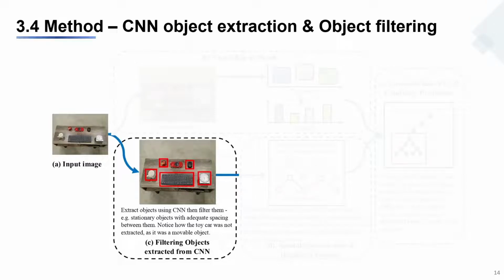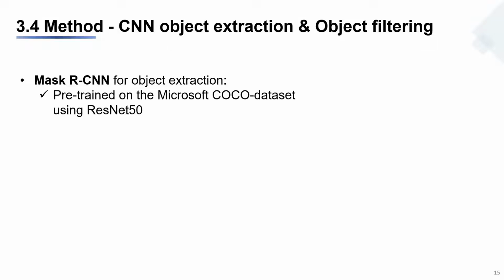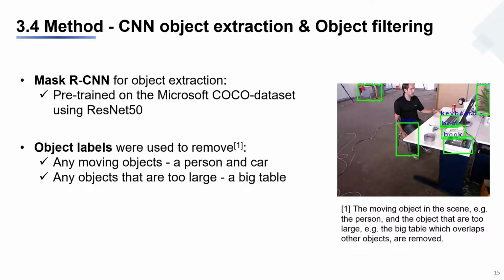The second module is CNN extraction and object filtering from the input image. For extracting objects from a scene, we have used Mask R-CNN. It was trained on the Microsoft COCO dataset using ResNet 50 as its backbone, and object labels were used to remove any moving objects, such as a person and car, and any objects that are too large, such as a big table which overlaps other objects.